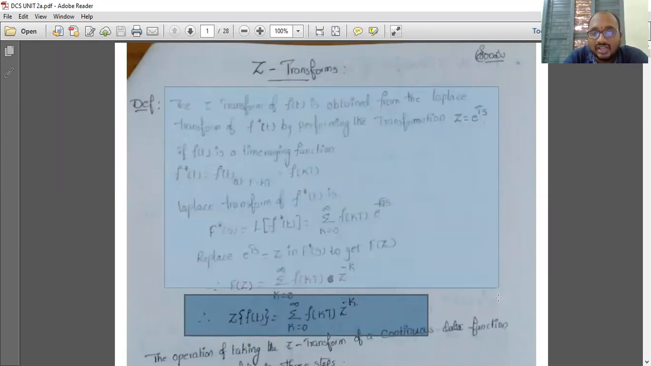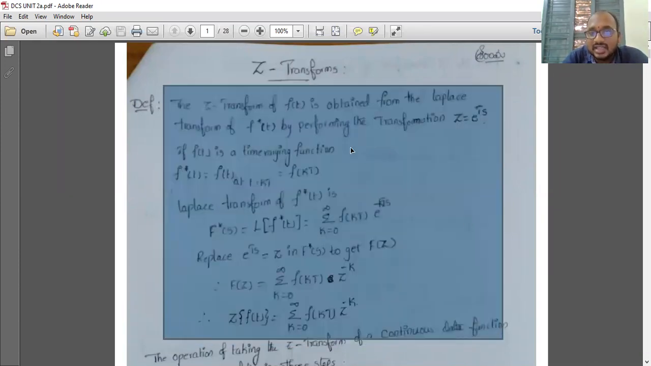The Z transform of any continuous signal is obtained by the Laplace transform of the discrete signal f star of t by performing the transformation z is equal to e power st. So here if f of t is a time varying function, then f star of t is equal to f of t at t is equal to kt, which is equal to f of kt. We can obtain the function f of kt, this is a discrete function, by substituting t is equal to kt in f of t. So the sampled signal or the discrete signal f star of t is equal to f of kt. Next you have to apply the Laplace transform.